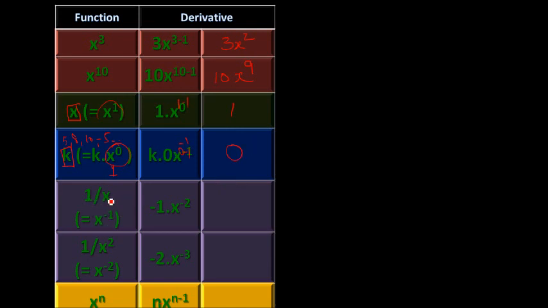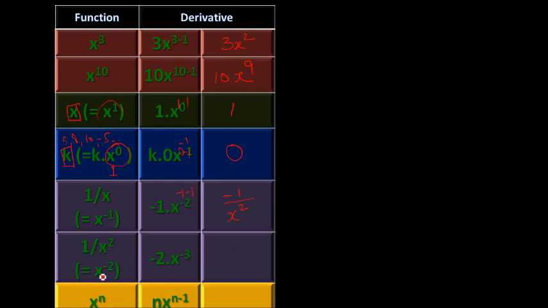What about 1 over x? 1 over x can be taken as x to the power of negative 1. Using the formula again, negative 1 times x power negative 1 minus 1, which is negative 1 minus 1, which is negative 2. I can write this as x to the power of 2 in the denominator. Usually the answers are given with positive index.